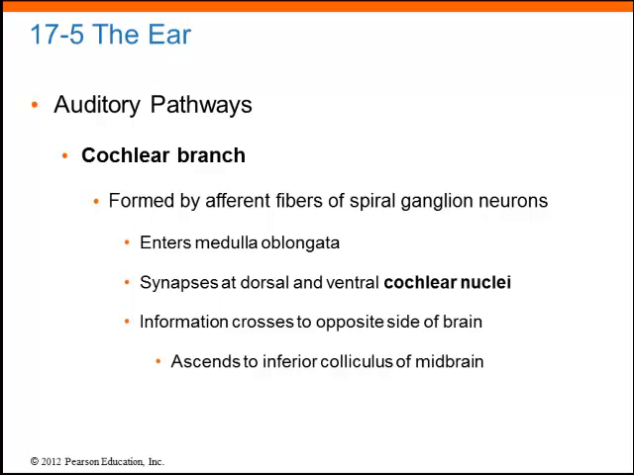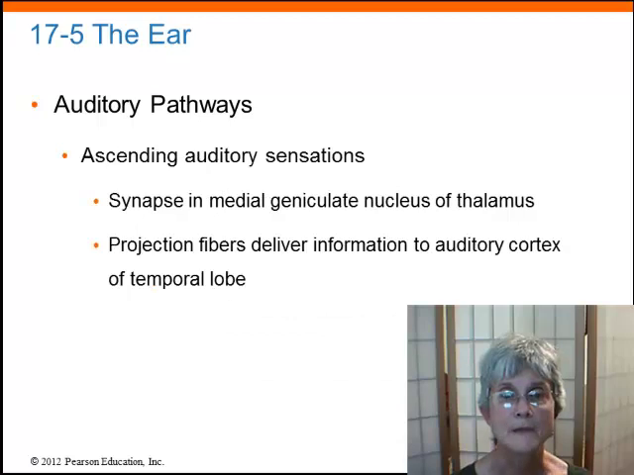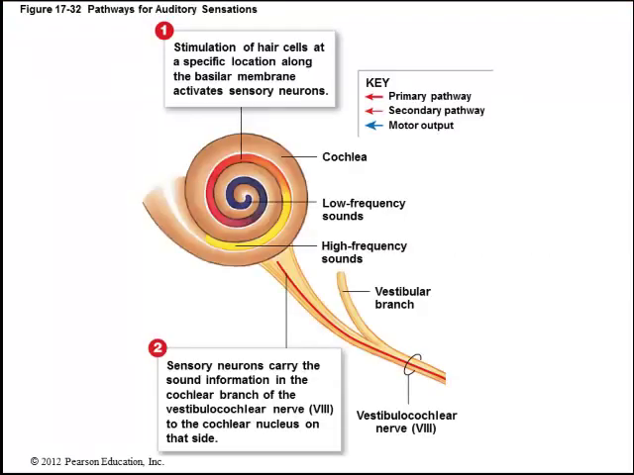So after leaving the medulla oblongata, one of the pathways that sound impulses will follow is to the inferior colliculi of the midbrain, and this is the center for the startle reflex, the reflex that makes you jump when you hear a loud noise. Most of the sound nerve impulses are going to pass into the thalamus, and from the thalamus they're going to get projected up into the auditory cortex of the temporal lobe.